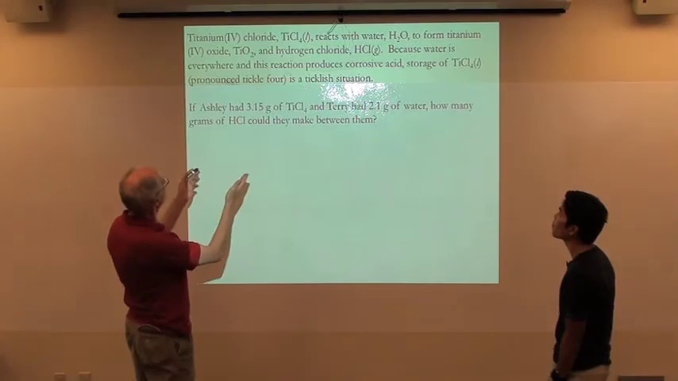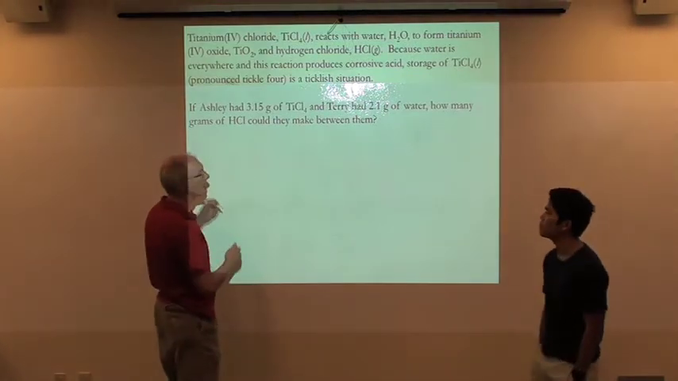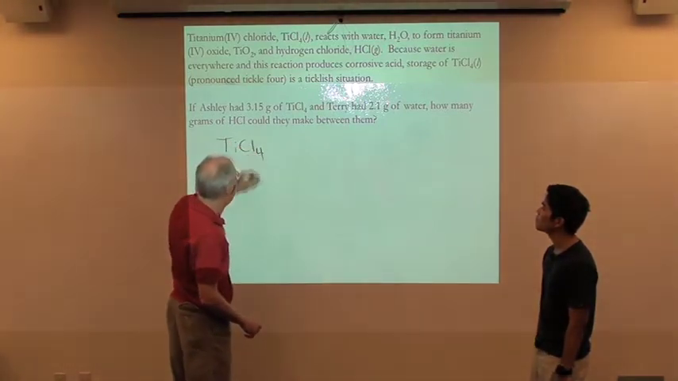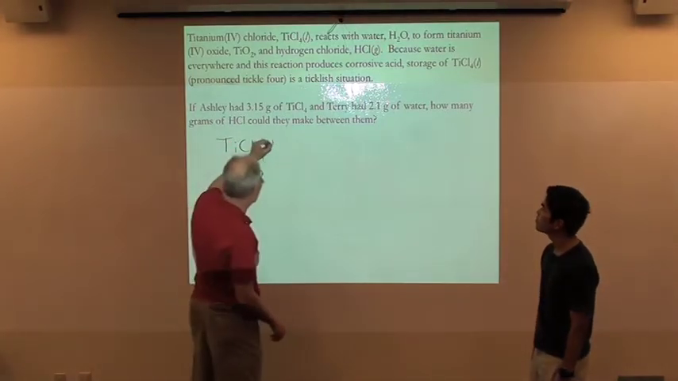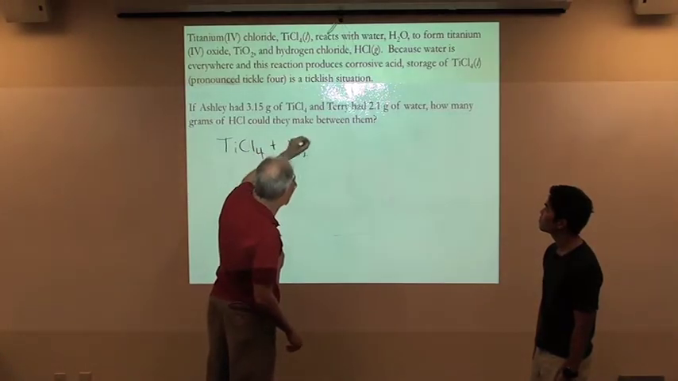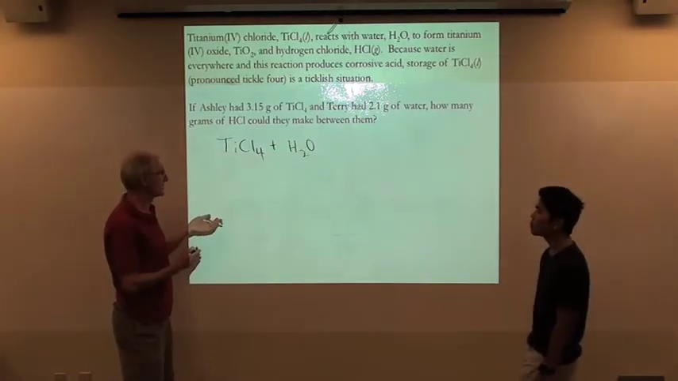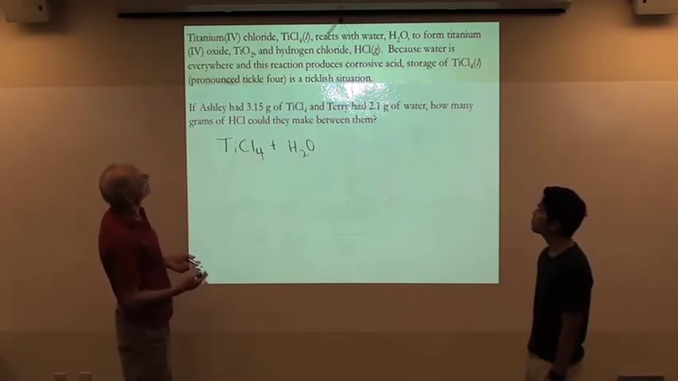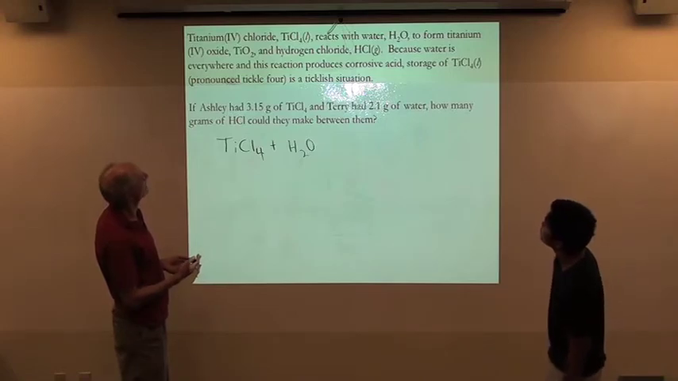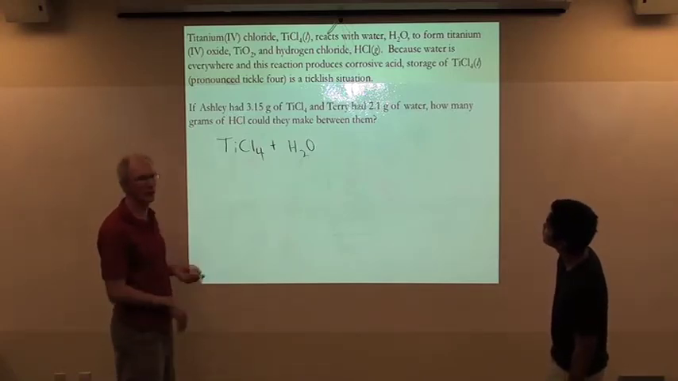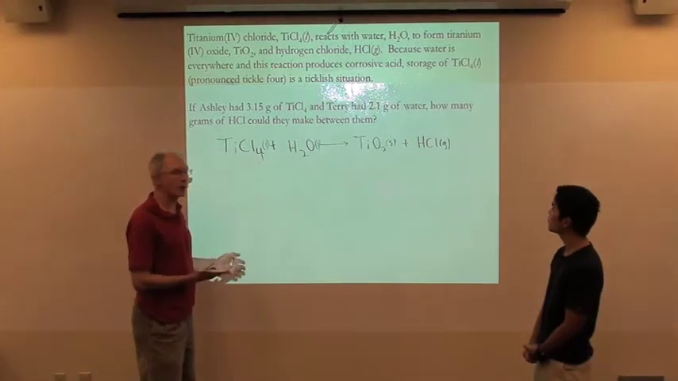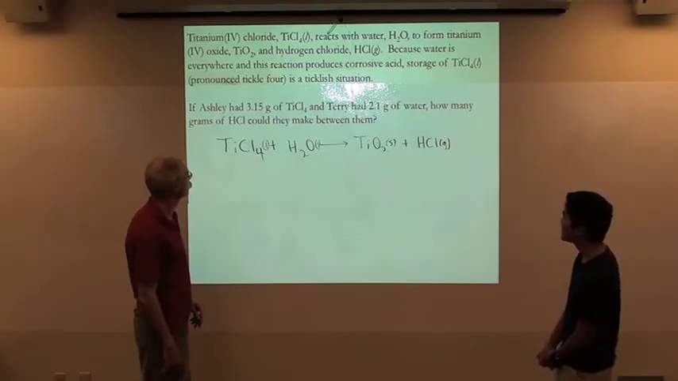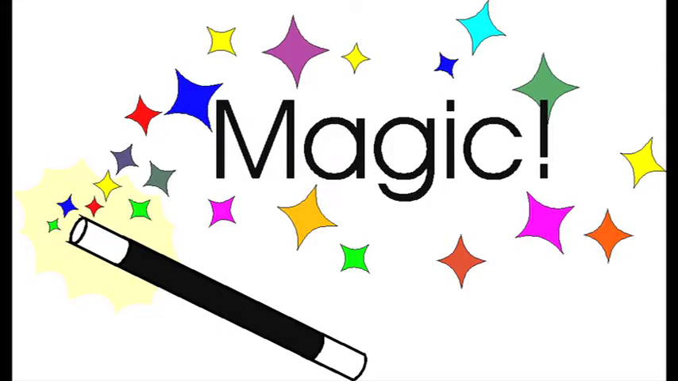And so titanium chloride reacts with water. And so it's telling me that the TiCl4 and the water are reactants, so we write them as reactants. What are the products? It says the products are titanium 4 oxide and HCl, so I'm going to write those as products. And so now that I have the chemicals, we have to balance it. And you guys are all pros with this by now, and so I'll do it by magic. Voila.